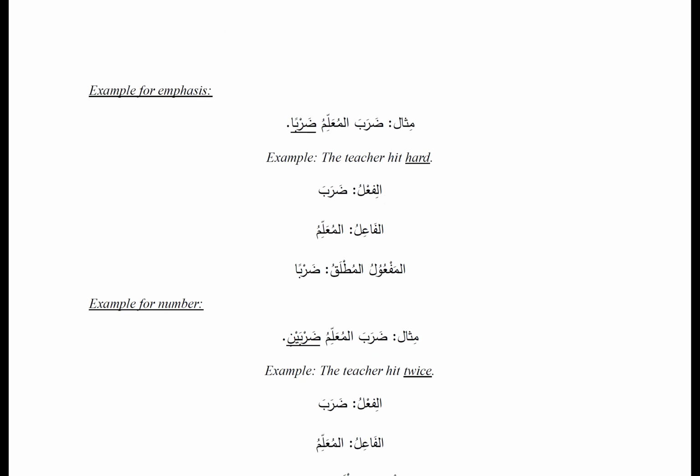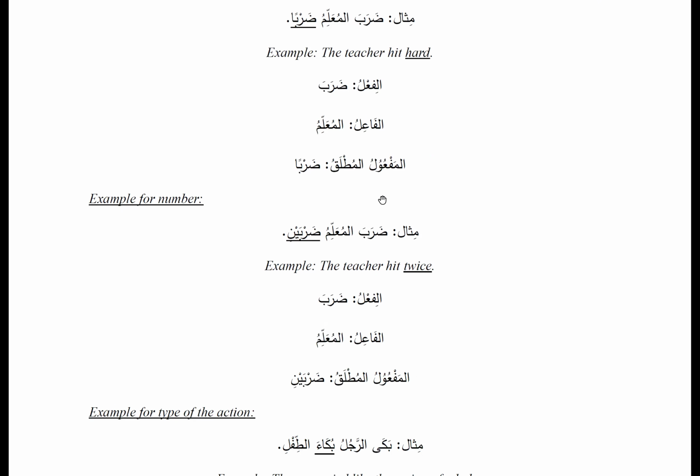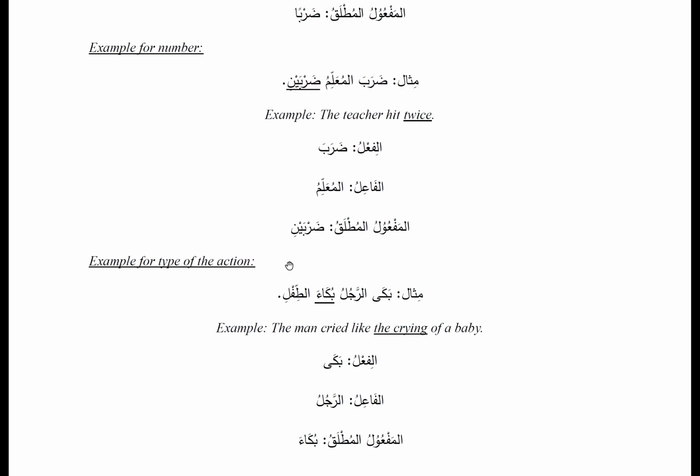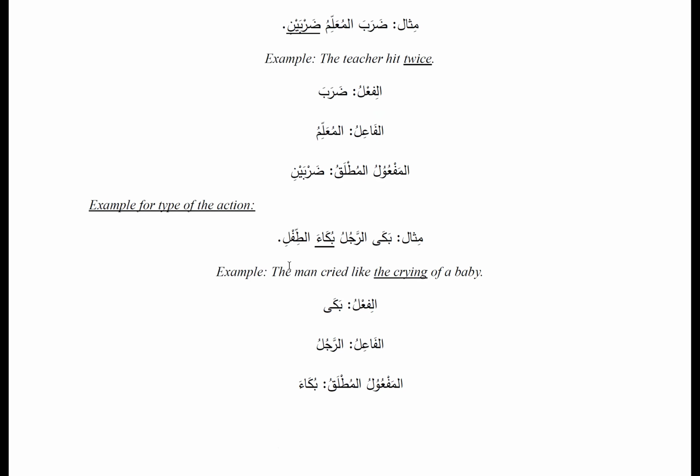Now another example for number. Maf'ul mutlaq can also be used to show the number of the action. In the same example, if we say daraba al-mu'allimu darbayn, the teacher hit twice. Darbayn is like 2 hits. So now that shows the number of times the teacher hit. So here al-fi'l is daraba, al-mu'allim is the fa'il, and the maf'ul mutlaq is darbayn.